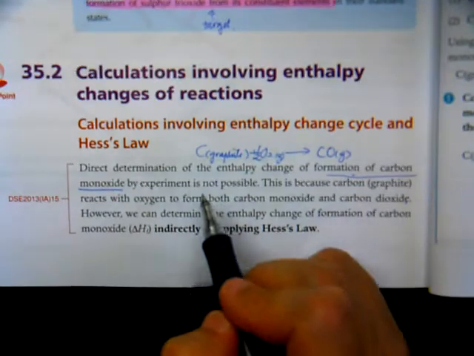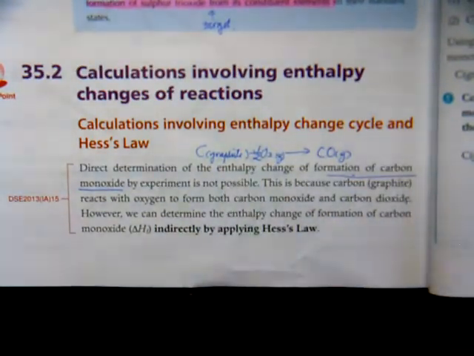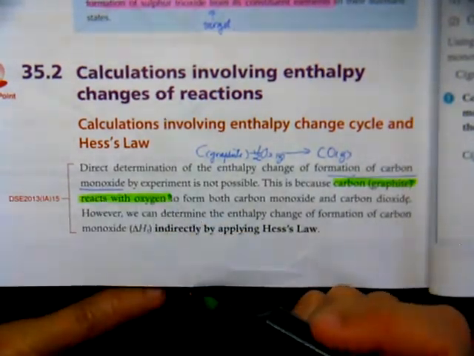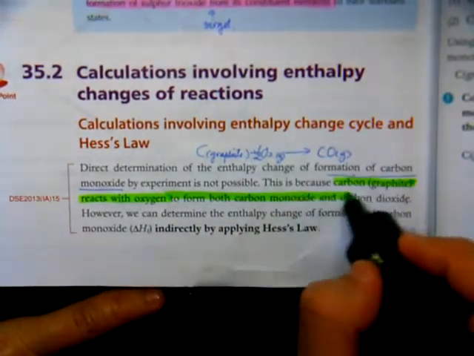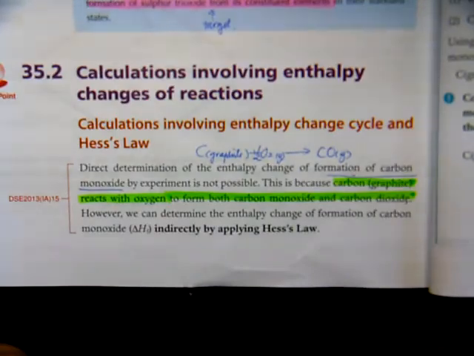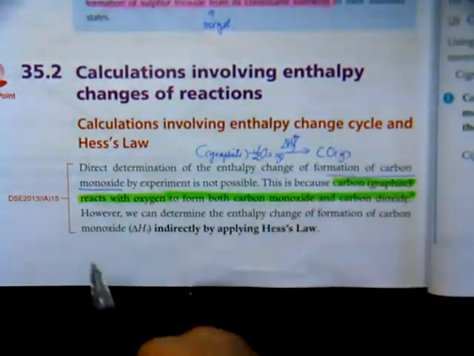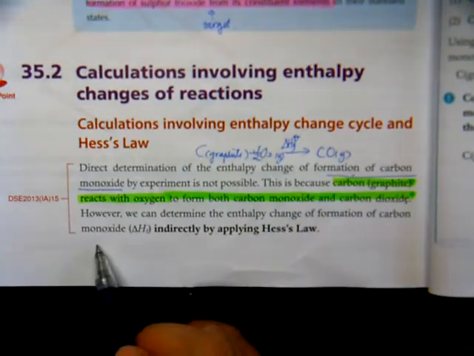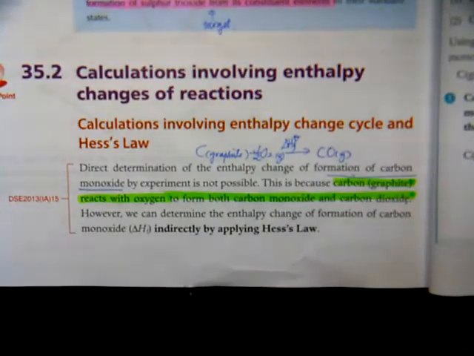Now imagine if you are doing direct determination, underline. Carbon reacts with oxygen to form a lot of products, such as carbon monoxide, carbon dioxide. Understand? Then it is impossible to determine this enthalpy change directly. We can determine the enthalpy change of formation of carbon monoxide indirectly by using Hess law.